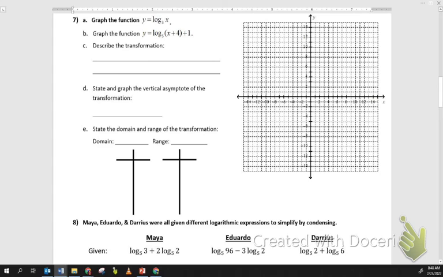So number 7, which is also similar to number 11, we have graphing a function y equals log base 3 of x. Okay, so the first step is to graph that original function. Y equals log base 3 of x.